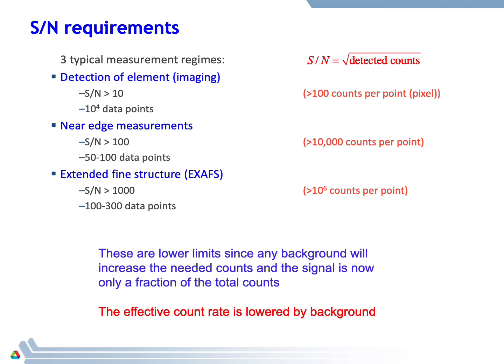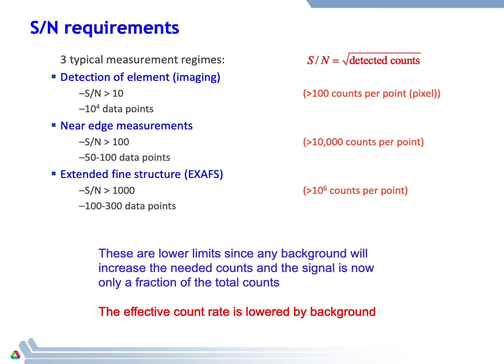For near edge or XANES measurements, you'd like to have a signal-to-noise better than about 100 to see the main features. So that would put you in the range of greater than 10,000 counts per point. But there's maybe 50 or 100 data points in the XANES spectrum, so you still need a fair number of points to complete the measurement.